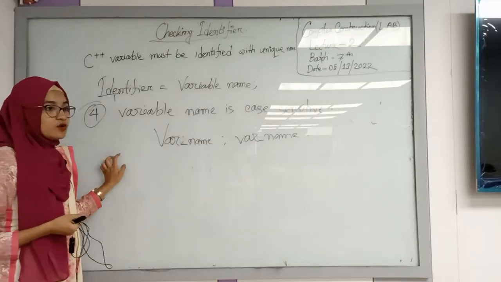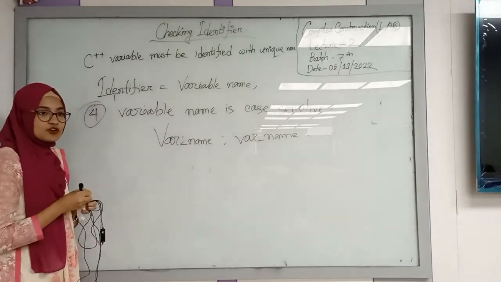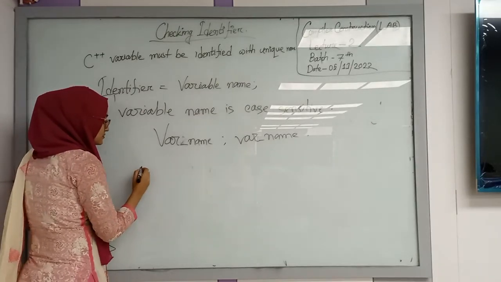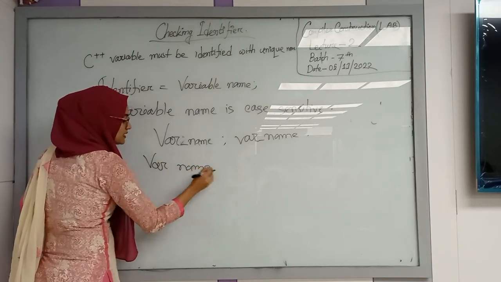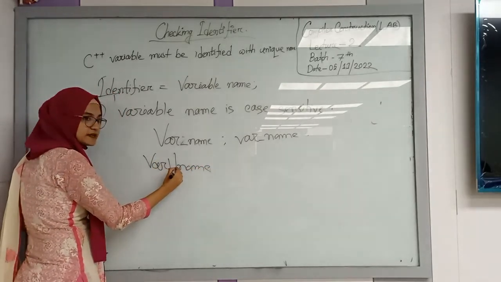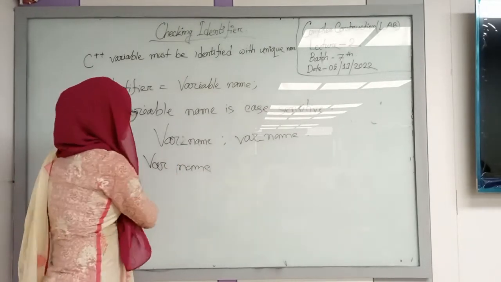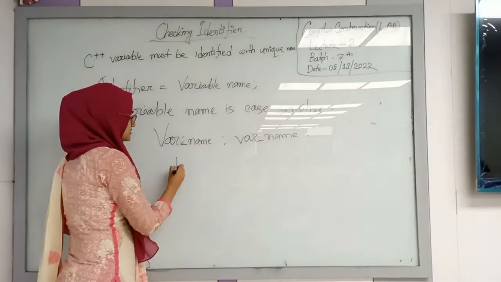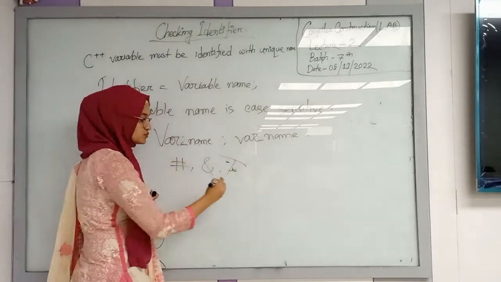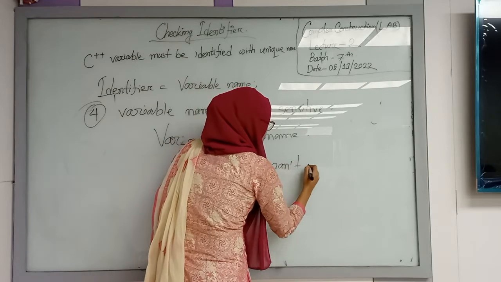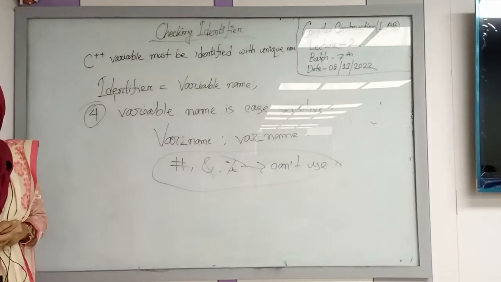Okay, we already know the special character which we can use is underscore. The other special characters cannot be used. We cannot even give white space, like var name with a space. This cannot be a variable name because there is a white space. The identifier doesn't allow any white space. We cannot use any other special characters like hash, ampersand or percentage. We can only use the underscore.